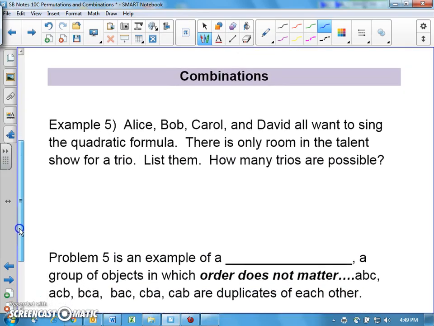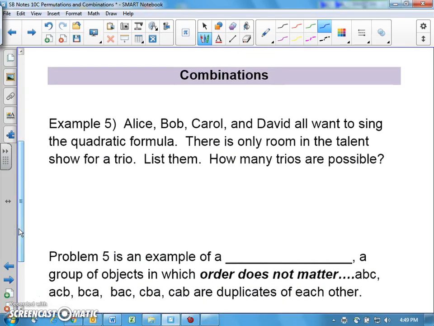Okay, so let's move on to combinations. Combinations are slightly different. So here's our first example. Alice, Bob, Carol, and David all want to sing the quadratic formula, but there's only room in the talent show for a trio. So you want to figure out all the possible trios. Stop the video and figure out the different possible trios. If you've done that right, you should have a total of 4 different combinations.